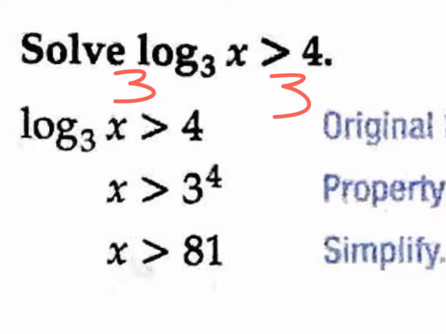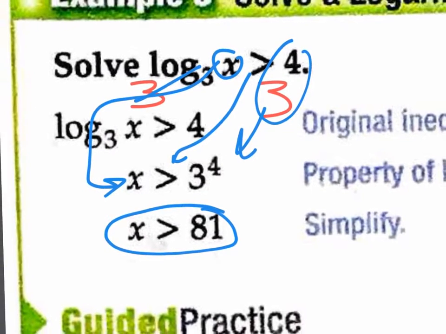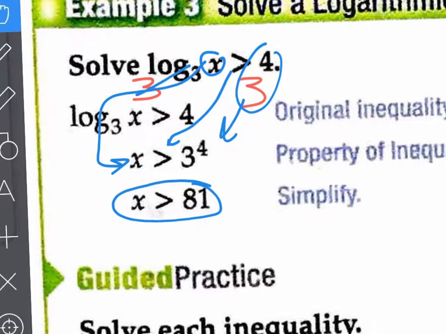So the x comes down, and I'll just jump to the work shown right here. X comes down, and 3 to the 4th is right there. And of course, the inequality is right there. So you have x is greater than 3 to the 4th. And your final answer, 3 to the 4th, is 81. So x is greater than 81. So I hope that makes sense.